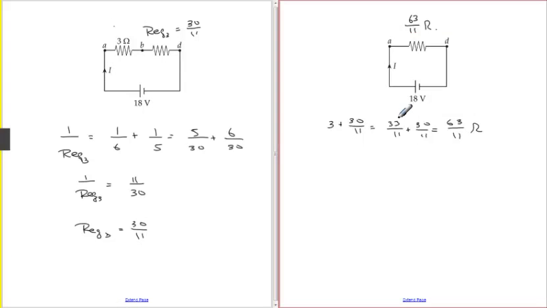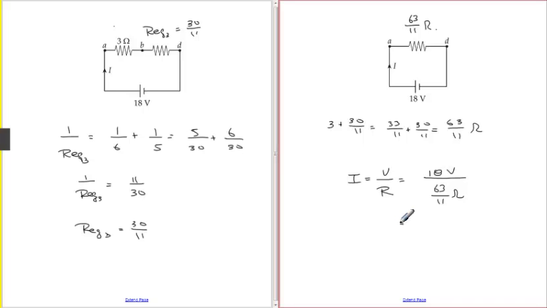Now we're going to use Ohm's law to calculate information. We know that the voltage drop across this equivalent resistance is 18 volts. So this current I is going to be voltage divided by resistance. The reason I know that is the larger the resistance, the smaller the current. It's just like flow rate. Current is like flow, and voltage is like pressure. So we have 18 volts divided by 63 elevenths ohms.